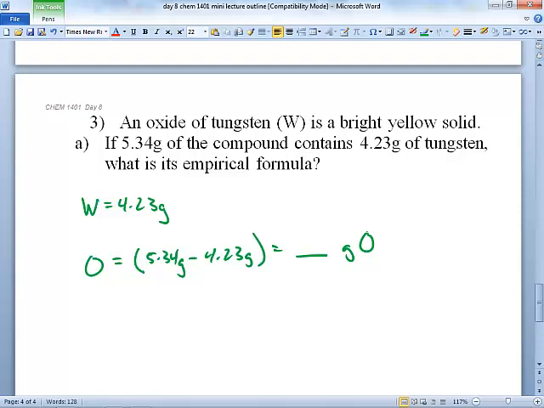Okay, so this is the grams of oxygen. So put a little G in there. And right down here, the grams of the tungsten that you have. This one. So 4.23 g of the W. So now where you are at in the game plan, Taylor, is you have the grams. So you have to convert to moles, then divide by the smallest. All right. So you look up oxygen, 16.